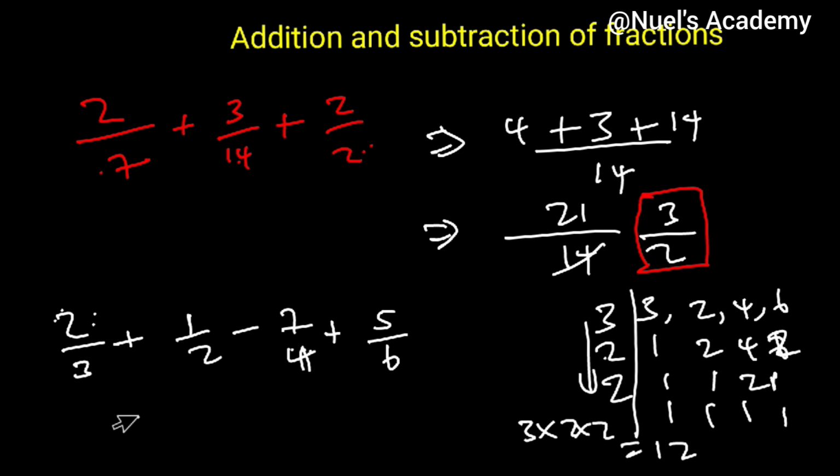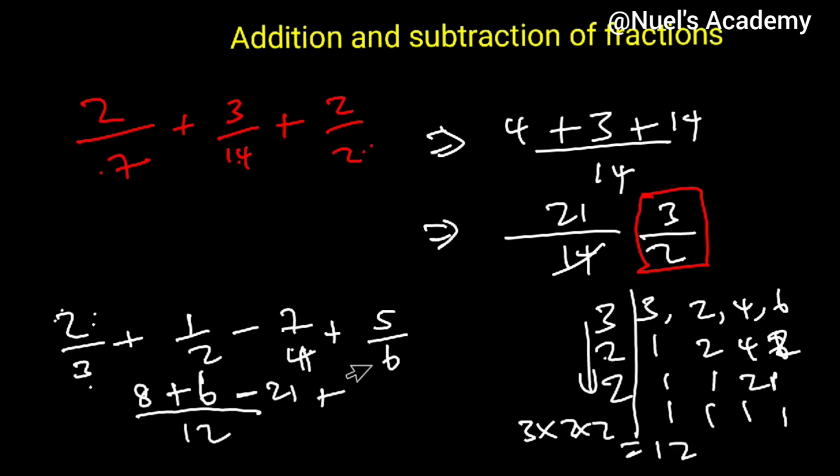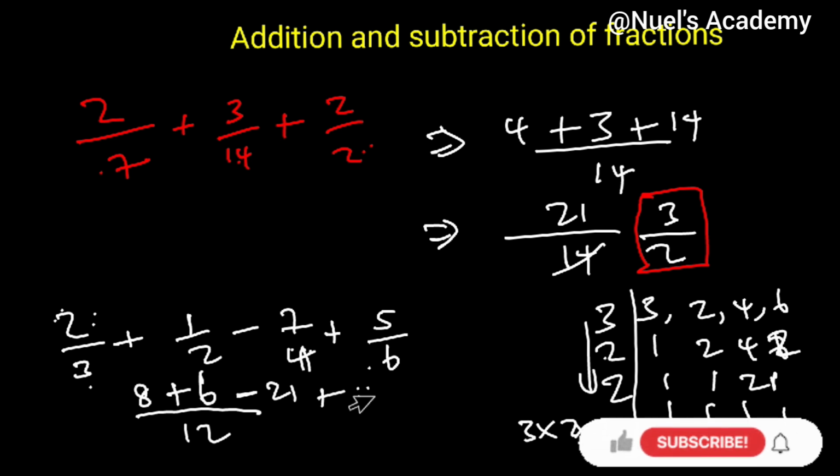Let me do this down here. So we have 12. So 12 divided by 3 is 4. 2 times 4 is what? 8. Then plus 12 divided by 2 is 6. 6 times 1 is 6. Then minus 12 divided by 4 is 3. 3 times 7 is 21. Then plus 12 divided by 6 is 2. 2 times 5 is 10.